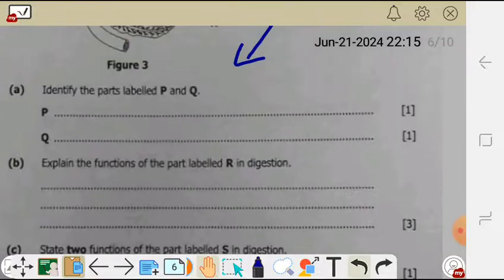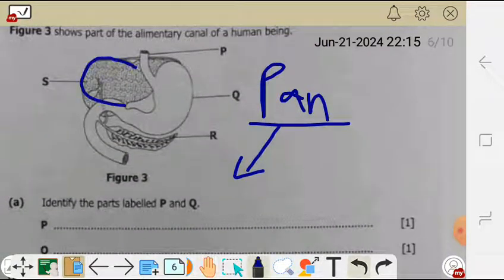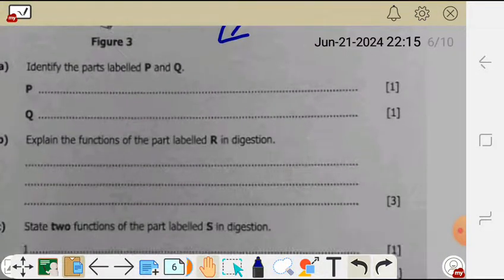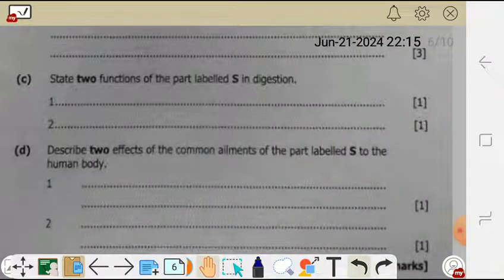So the part labeled S there is the liver itself. So they are saying we identify or we name common illnesses of the liver and their effects on the human body. The common illness here we are talking about is hepatitis. So hepatitis is one of the common illnesses of the liver.